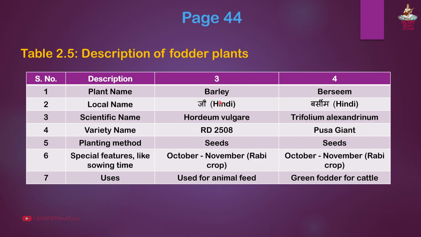Third, barley, local name jau in Hindi, scientific name Hordeum vulgare, variety name RD2508, planting method seeds. Special features: October to November Rabi crop. Uses: used for animal feed. Fourth, Barsim, local name Barsim in Hindi, scientific name Trifolium alexandrinum, variety name Pusa giant, planting method seeds. Special features: October to November Rabi crop. Uses: green fodder for cattle.